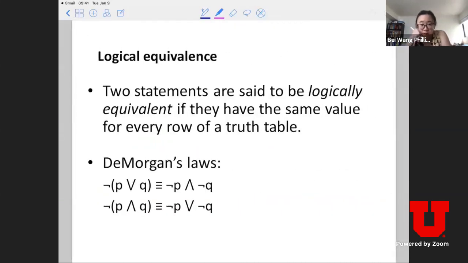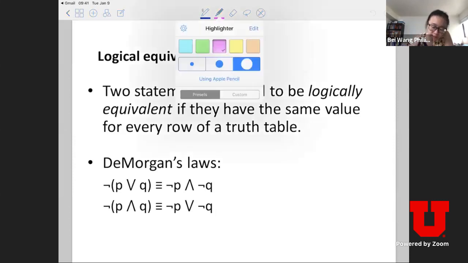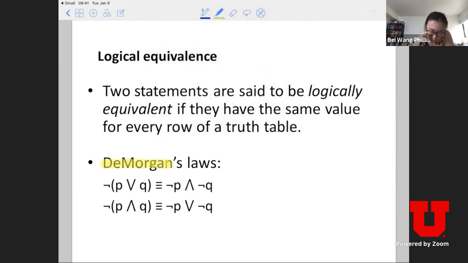So the next concept is called logic equivalence. Two statements are said to be logically equivalent if they have the same value for every row of the truth table. And then there's a very important concept that you're going to use. It's called De Morgan's law. So what does De Morgan's law do?